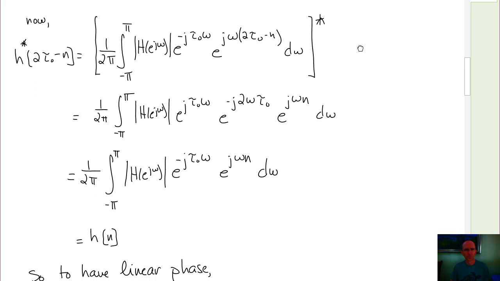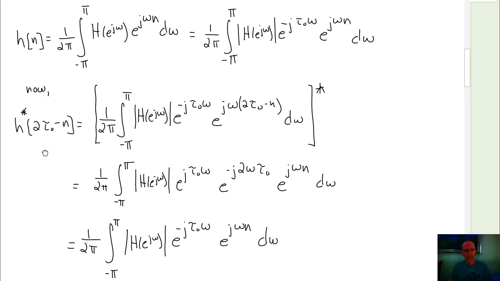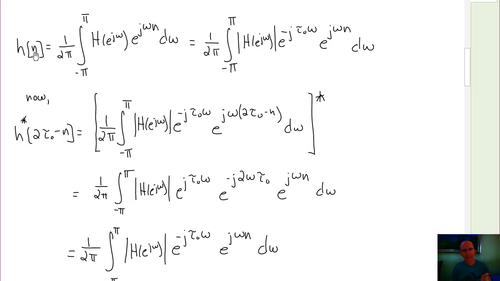Now, let's do something. Let's substitute n for 2 tau 0 minus n, and let's also take the complex conjugate. When we substitute n for 2 tau 0 minus n, there's only one n over here, so this n we would substitute for 2 tau 0 minus n. And then we also put the complex conjugate above.